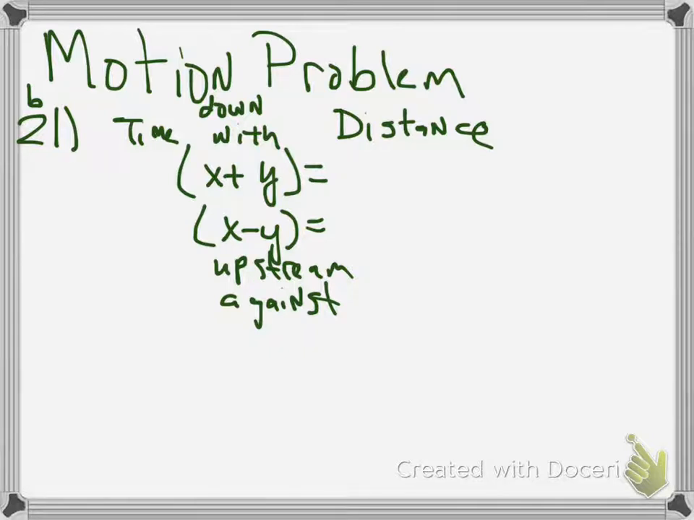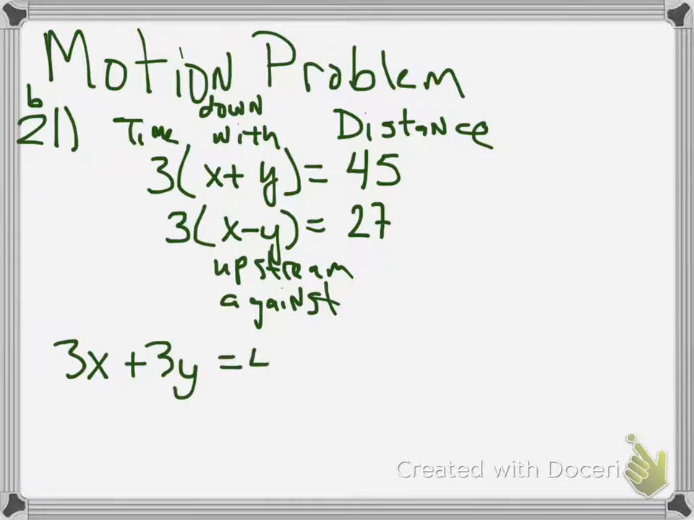So when I say Emma can row 45 kilometers, kilometers would be a distance. Downstream, I'm going to put the 45 here. And then I see in 3 hours. 3 hours would be there. She can row 27 kilometers upstream in the same amount of time. So that means, now you've got to distribute, so you're saying 3x plus 3y equals 45. 3x minus 3y equals 27. And then you basically just type those numbers into the calculator and go from there.